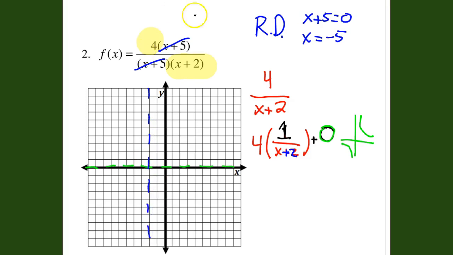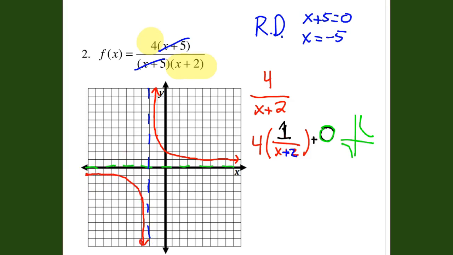So, my a value here is 4, which means from the intersection of the asymptotes, I'm going to go up 4 and right 1, and down 4 and left 1. 2, 3, 4. Those are the reference points. There we go. And same thing here.